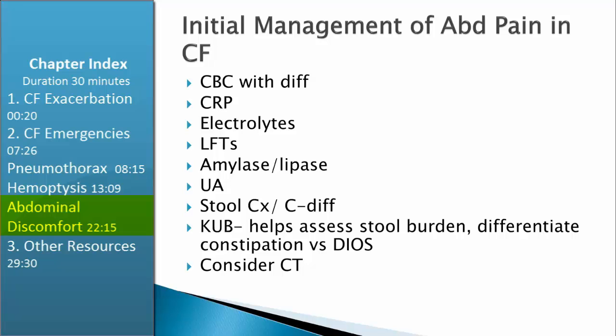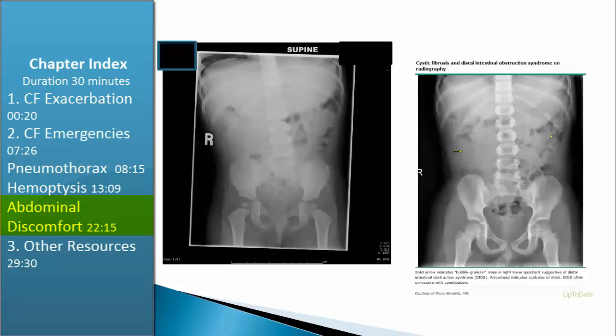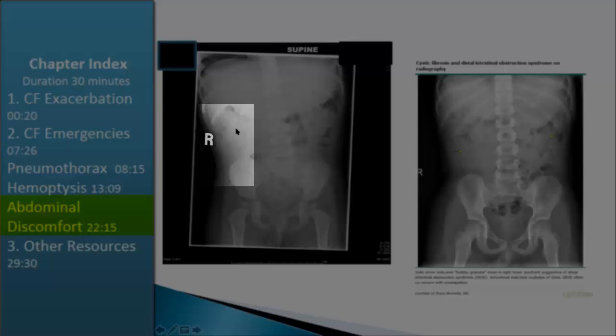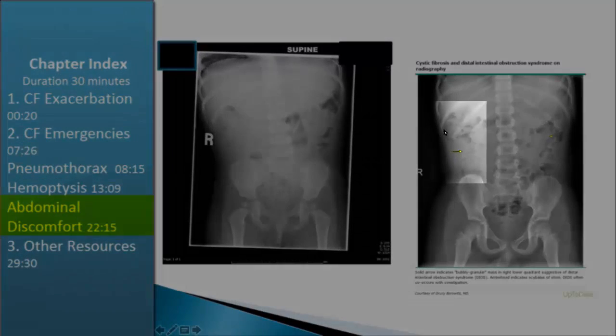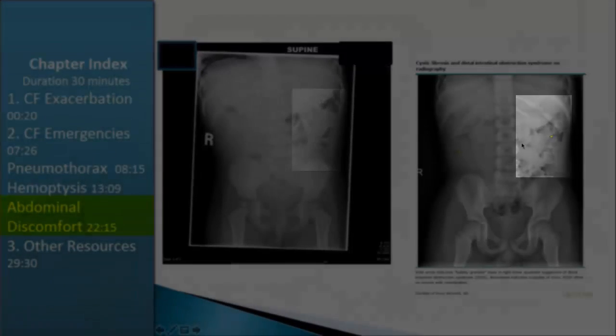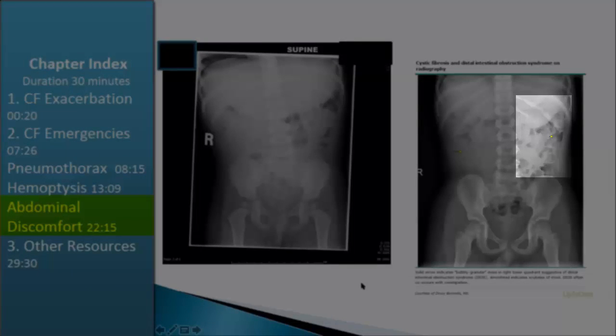So here are a couple of x-rays, and this is DIOS, which is distal intestinal obstruction syndrome, and I'll talk through what it actually is. But as you can see, there is a classic bubbly granular appearance in the right lower quadrant over here, and then you'll see on the left side there's often a sky ball of stool. You can also get air fluid levels.